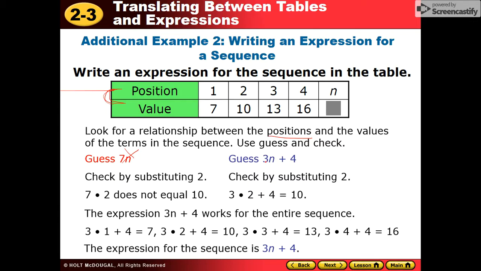3 times 2 would be 6, plus 4 is 10. Hey, that works. Let's try it here. Substituting 3 this time for n. 3 times 3 is 9, plus 4, 13. And same here, if we substitute 4 in, 3 times 4 is 12, plus 4 is 16. So our expression here is 3n plus 4. Again, that's just using guess and check, so simply trying to find a pattern.